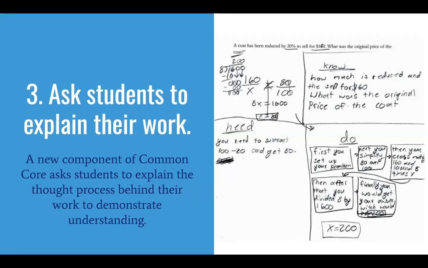Number 3, ask students to explain their work. So a new component of Common Core asks students to explain the thought process behind their work to really demonstrate understanding. This can be especially difficult for students who are learning English, because it's not enough just to do the math. You have to be able to explain exactly what you did, describing the steps involved and explaining why you did that.